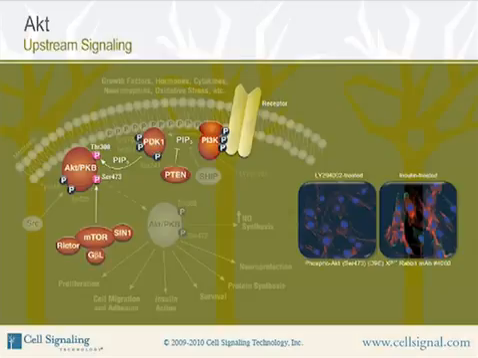Insulin treatment results in AKT recruitment to the membrane and phosphorylation by mTORC2 at serine 473. Note cluster of green stain at the membrane in the insulin-treated panel.